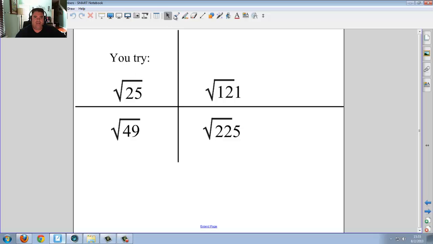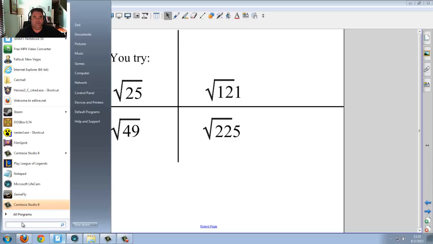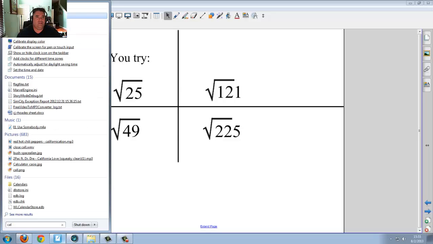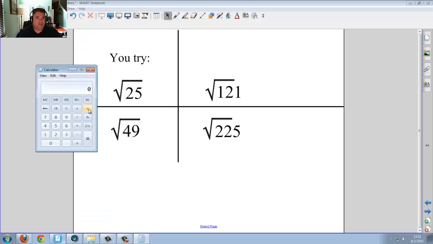Did you get 5, 11, 7, and 15? Those are right. Also, on most calculators, you can also have a button for it. I'm not sure if it's on here. We'll take a look. This root button right here. So you could root. Let's go ahead and root the 4. You get the idea. So again, if you take 25, root that, you get 5, and so on and so forth.